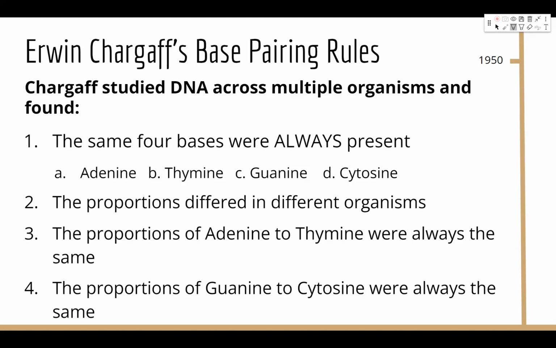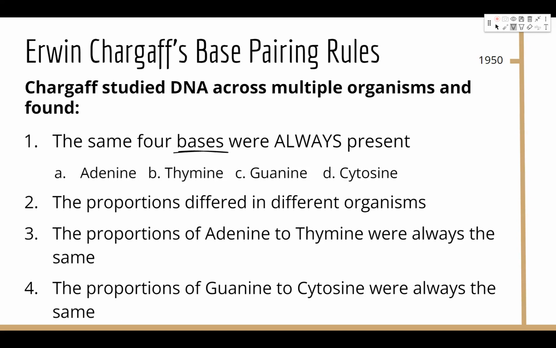He always found the same 4 nitrogenous bases. Those bases are called adenine, thymine, guanine, and cytosine. Those are going to pop up a lot, so get used to those words coming around. And he was measuring the proportions of these bases. How much of the DNA was adenine, how much of it was thymine, how much of it was guanine, how much of it was cytosine. Cytosine. There we go, cytosine. Whew. Tripping over my words.